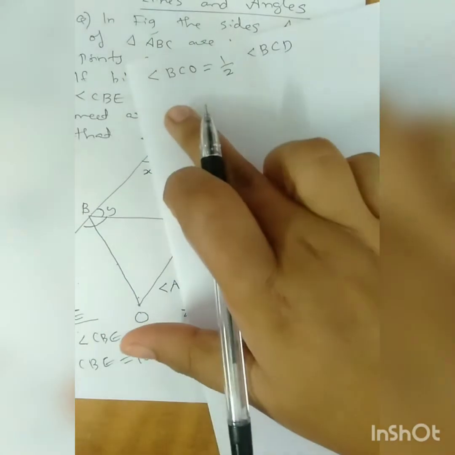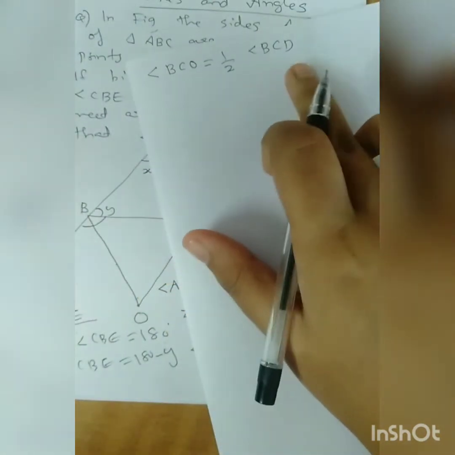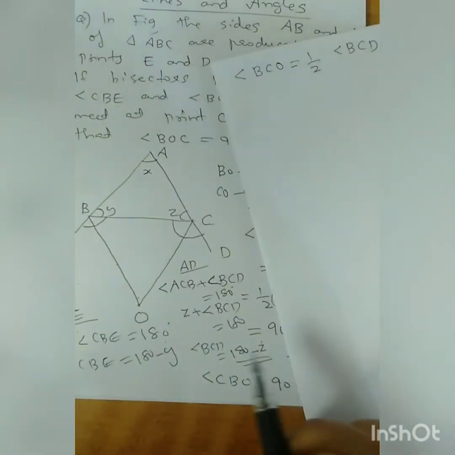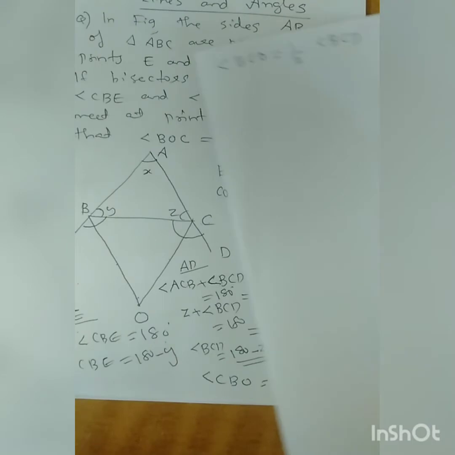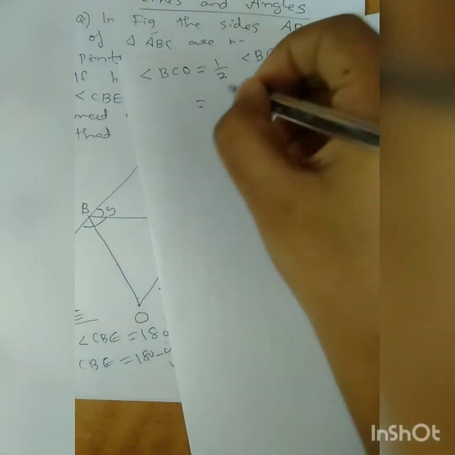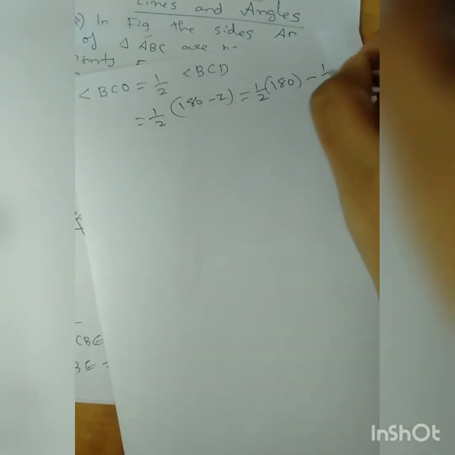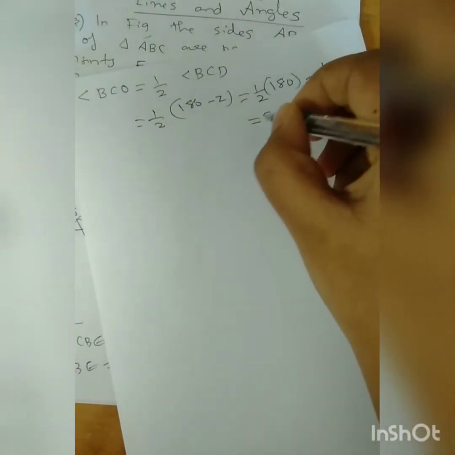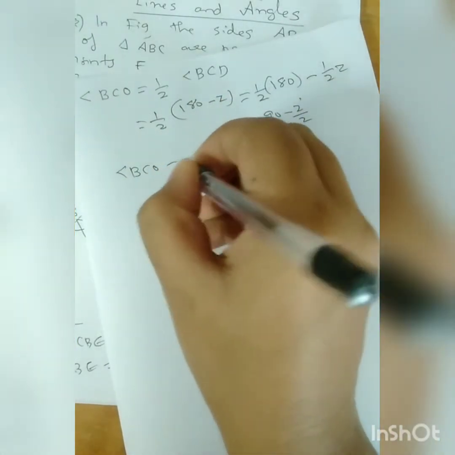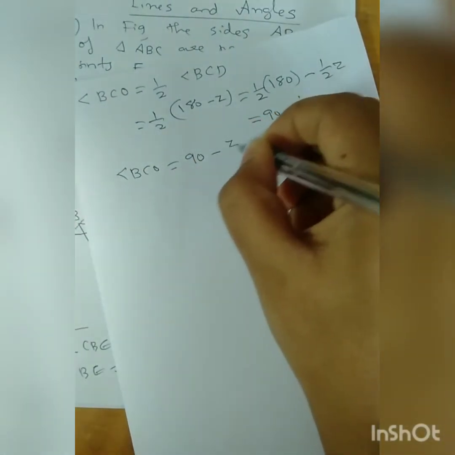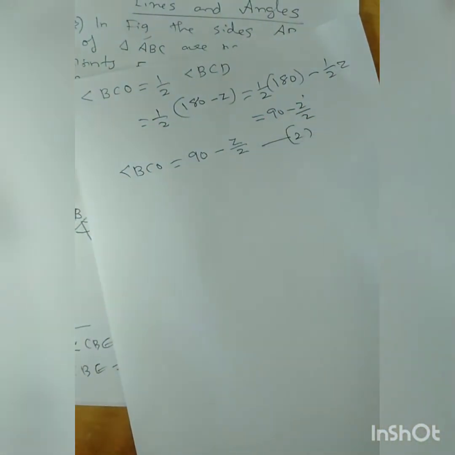Therefore angle BCO is equal to half into angle BCD, which is equal to half into 180 minus Z, which is equal to half into 180 minus half into Z, which is equal to 90 minus Z by 2 degree. That is, angle BCO is equal to 90 minus Z by 2. This is equation number 2.